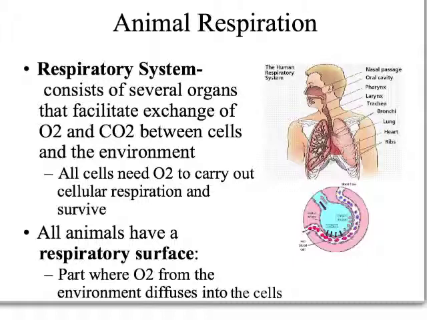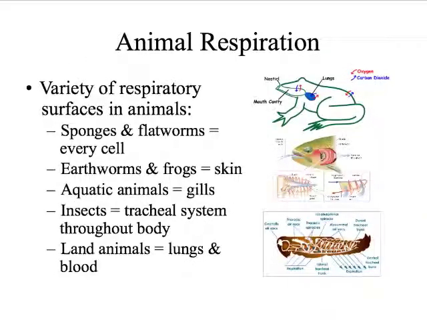So all animals have what's called a respiratory surface. It's a part of their body where oxygen is going to diffuse from the environment into their cells. Animals of differing classifications are going to have a variety of respiratory surfaces. So, for example, the simplest animals like sponges and flatworms, each cell is exposed to the environment, so it'll take in its own oxygen. When you get up to earthworms and frogs, they can use their skin to bring in oxygen, okay, along with the lungs.